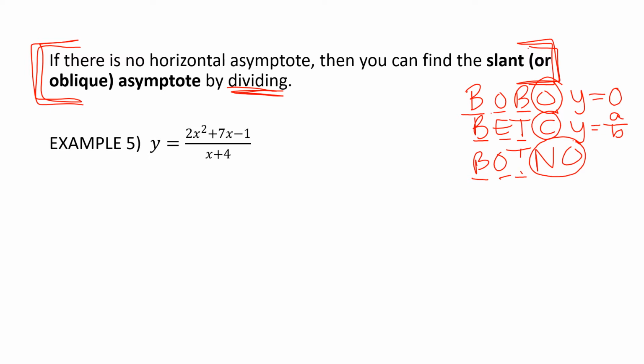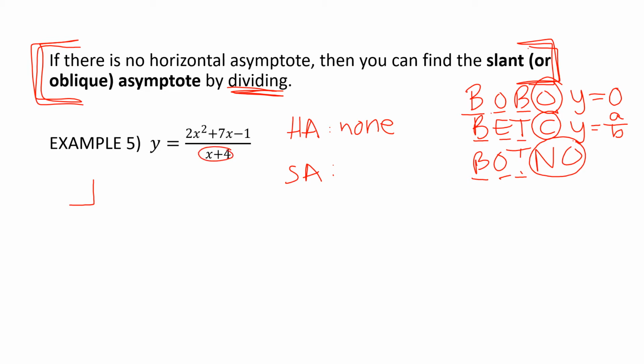So example 5 here, we're revisiting this from last time. We've got 2x squared plus 7x minus 1 divided by x plus 4. We have an x squared on the top, but we only have a regular x on the bottom. So we said that this one does not have a horizontal asymptote. What it does have is a slant asymptote, and the way we're going to find that slant asymptote is by dividing. Here I am actually just going to use regular synthetic division to divide this.